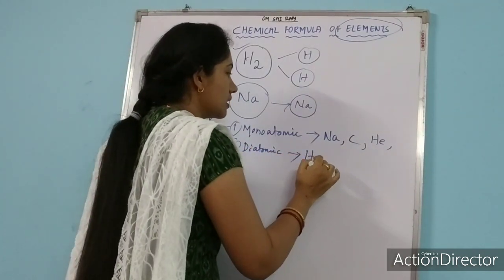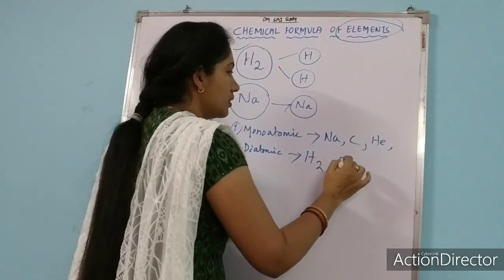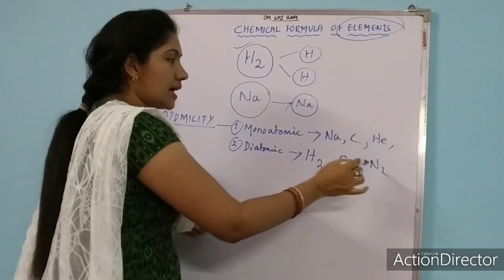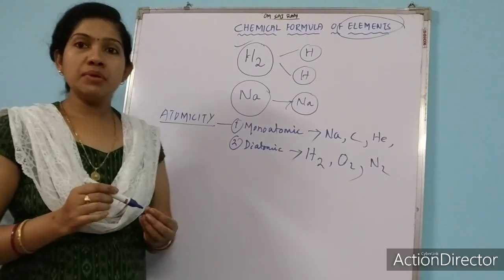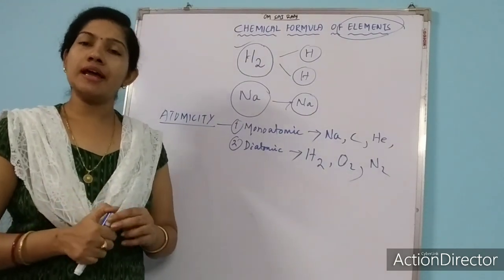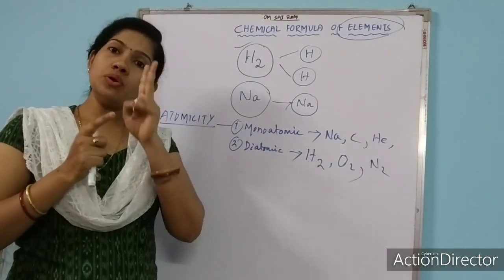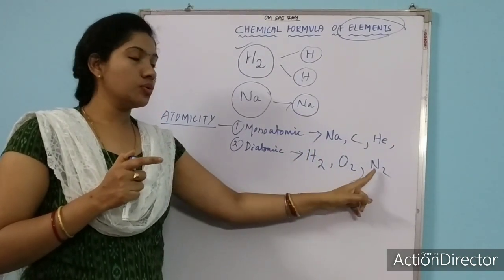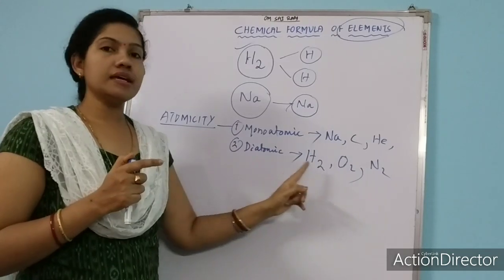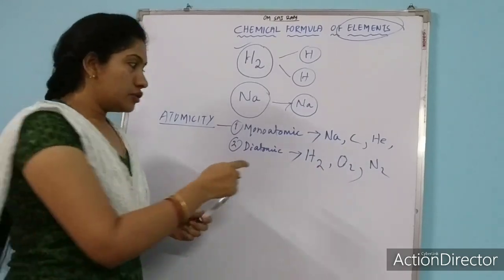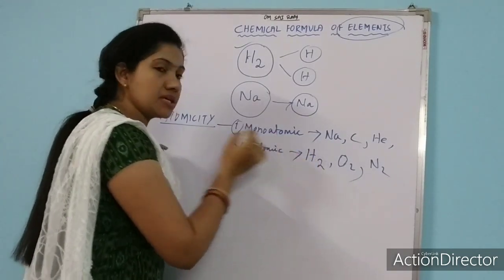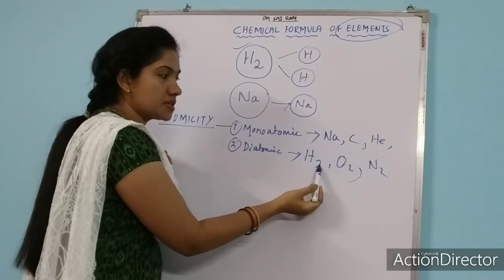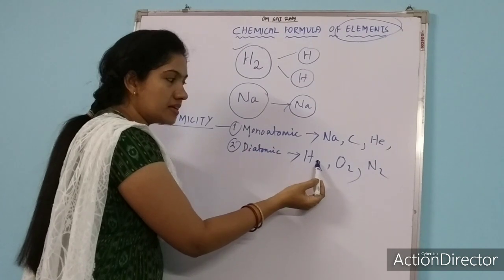atom. Diatomic means made up of two atoms: hydrogen, oxygen, nitrogen. These are diatomic, which means the elements hydrogen, oxygen, and nitrogen contain two atoms each. See here, H2, O2, N2, these are diatomic. The atomicity, or the number of atoms present in an element, we have to write as a subscript. This is the subscript. Towards the right-hand side we have to write it.